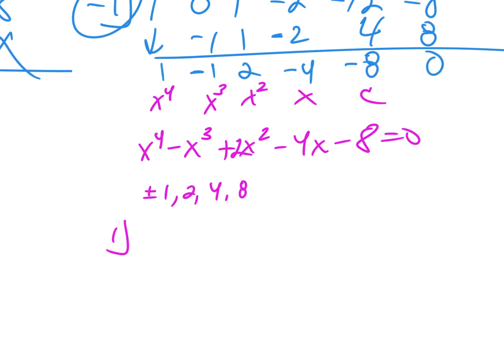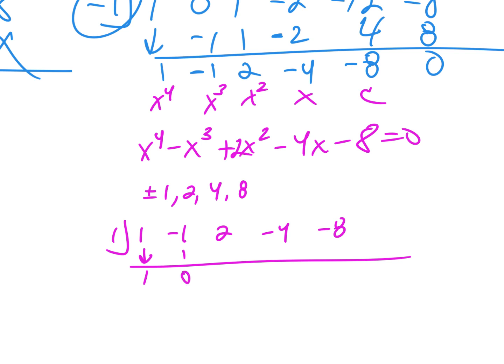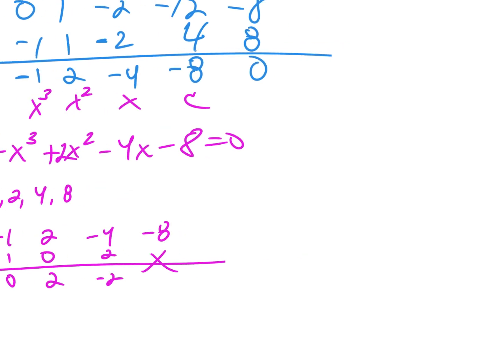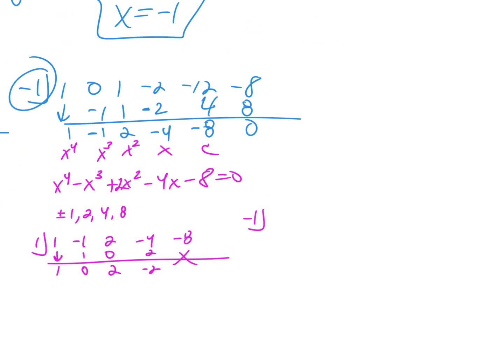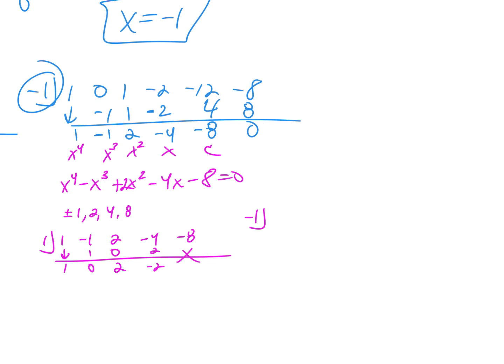So I'm going to start with positive 1. My coefficients are 1, negative 1, 2, negative 4, negative 8. So bring down my 1, go to the corner. 1 times 1 is 1, negative 1 and 1 is 0. 0 times 1 is 0, 2 plus 0 is 2. 2 times 1 is 2, negative 4 and 2 is negative 2. Is this going to give me a remainder of 0? No. Is this really, really hard? No. Is it a pain in the butt? Yes, you can say that.